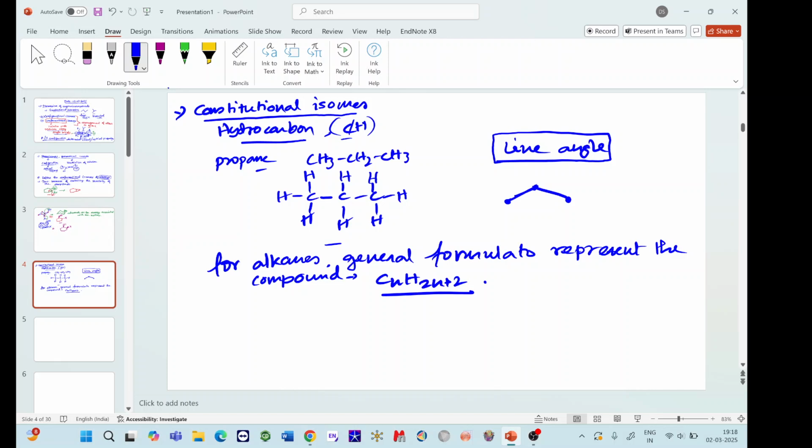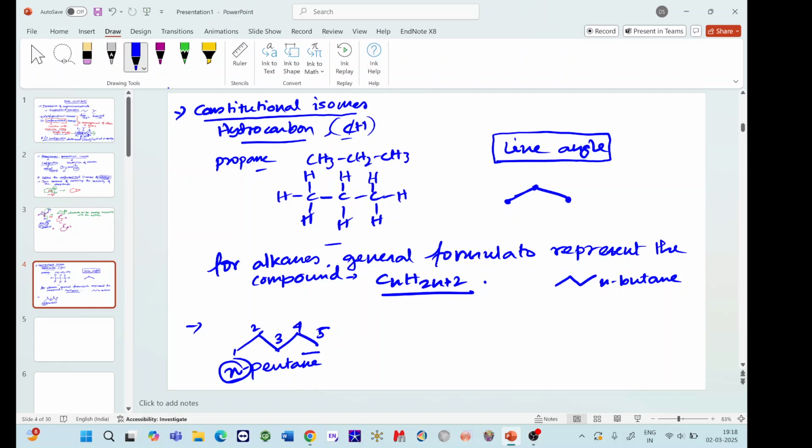So if you have this, what is this one? 1, 2, 3, 4, 5. Okay, this is called pentane, but this has many isomers. So this is called N-pentane. Whenever you see a linear chain, like this one, it is called N-butane. And this one is called N-pentane, like that, with the same formula.